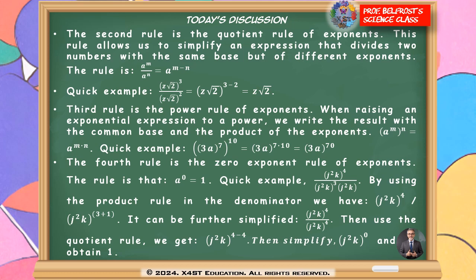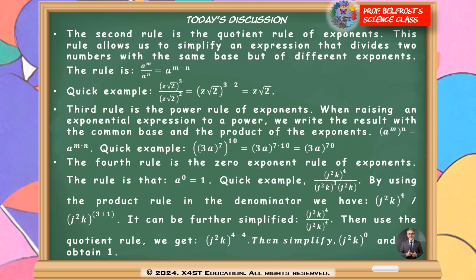Quick example, we have 3a to the power of 7, then this expression to the power of 10 again. So we can just simplify it as 3a to the power of 7 times 10. Very easy. The fourth rule, we have 6 rules in total, okay? So this is the fourth one.